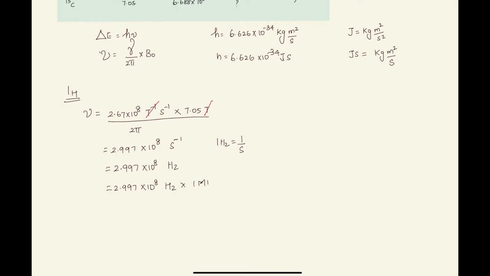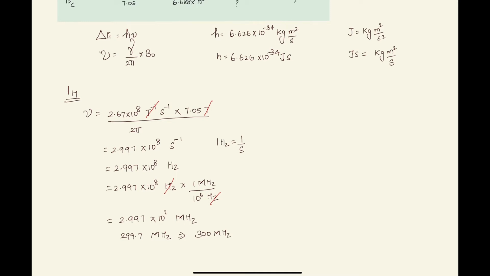1 megahertz equals 10 to the power of 6 hertz. So the hertz and hertz will get cancelled and you will have your final number, which is going to be equivalent to 2.997 times 10 to the power of 2 megahertz. Remember, this 10 to the power 6 and 10 to the power 8 will also get cancelled and you'll be left with 10 to the power of 2. Okay, when you multiply, it's going to be 299.7 megahertz, which can be equivalent to 300 megahertz. This is going to be our frequency for the hydrogen nucleus.